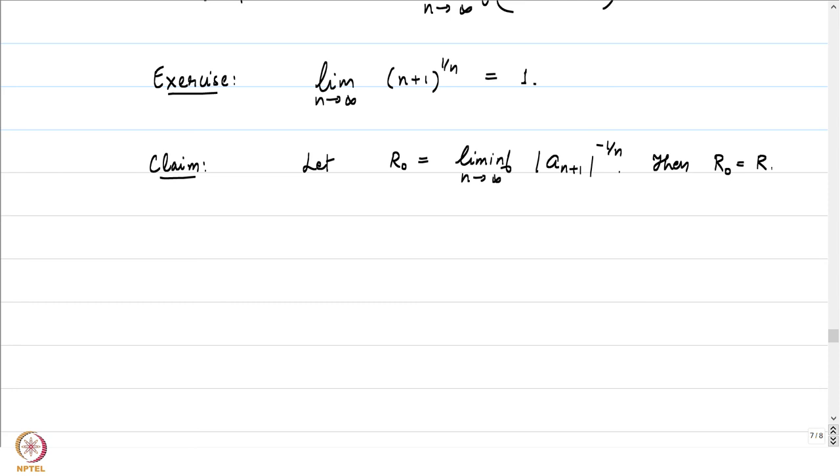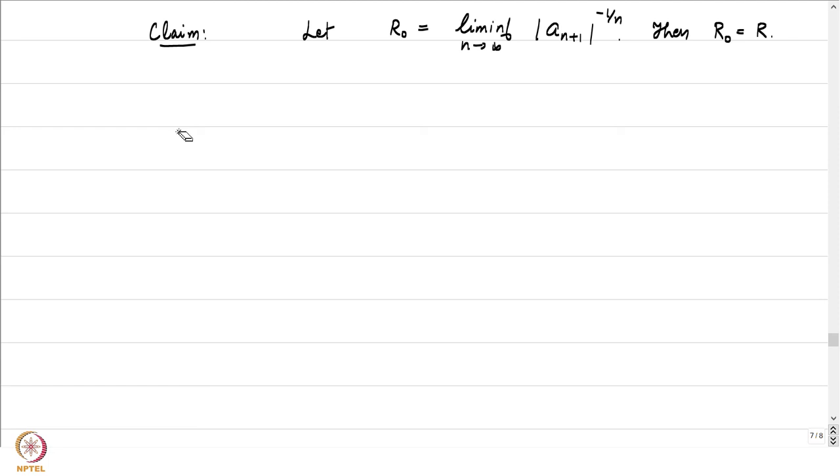Let us first prove that R0 is less than or equal to R. In order to prove this, consider the power series that we started off with, summation a_n (z minus z0) to the power n. This is the power series we started off with, and this can be rewritten as a0 plus (z minus z0) times summation a_n (z minus z0) to the power n minus 1, with n going from 1 to infinity.